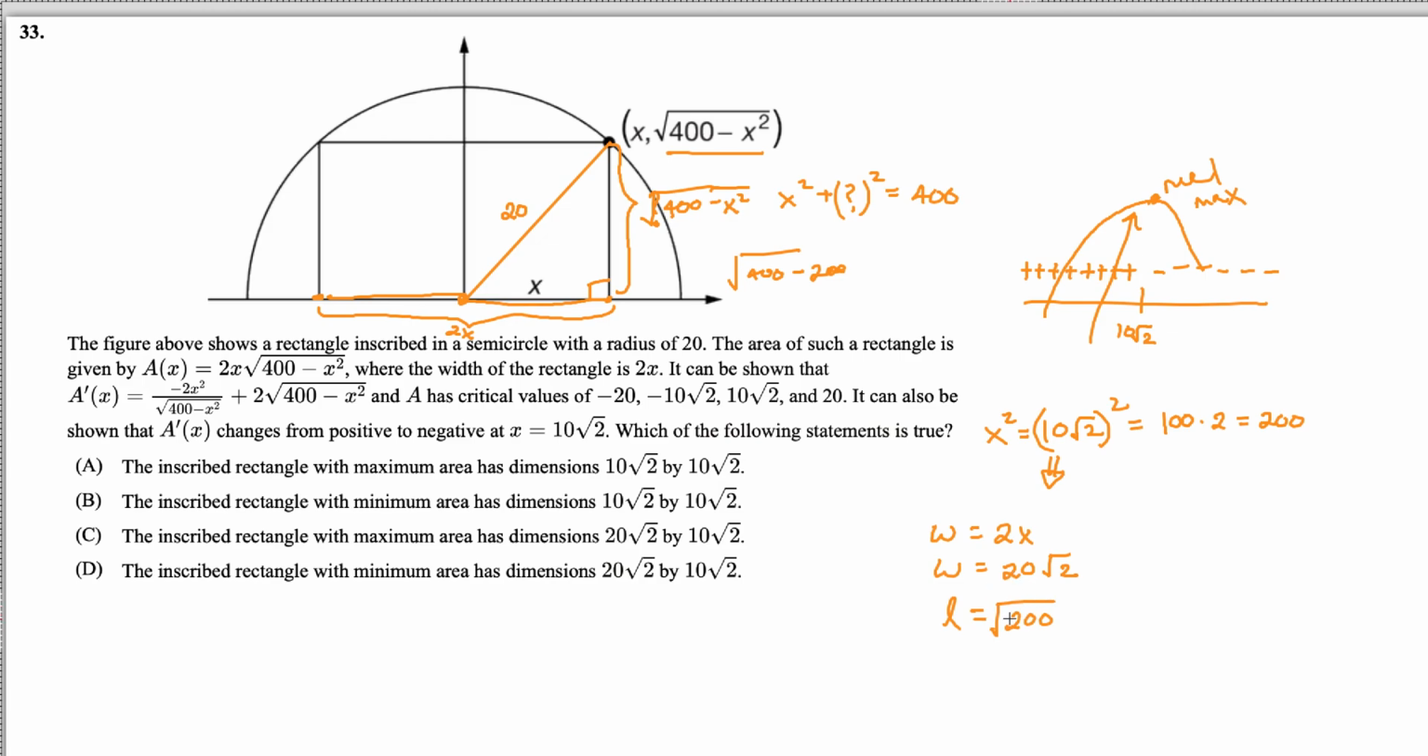And that's the dimensions. The square root of 200, though, is the square root of 100 times 2, which is 10 root 2. So the length is 10 root 2, and the width is 20 root 2. So the maximum area has dimensions 20 root 2 by 10 root 2, because that's width by length.